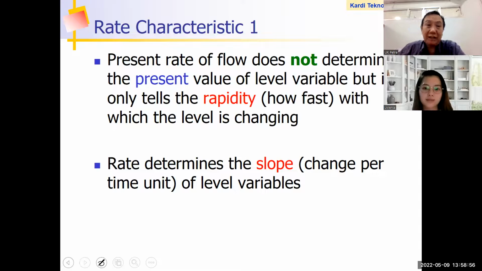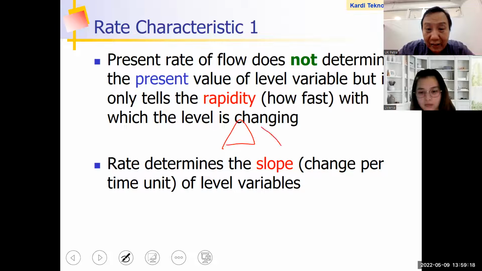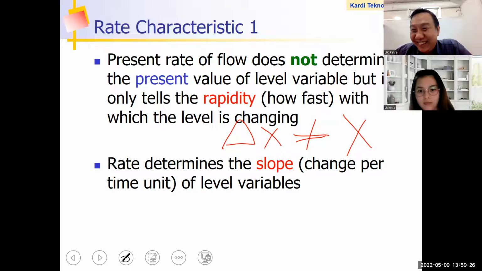Let's discuss the characteristics of rate. The present rate of flow does not determine the present value of the level variable, but it only tells the rapidity, or how fast, the level is changing. So rate does not equal level. Delta x is not the same as x. This is easier to see, right? Delta x is the rate, and x is the level. Clear, yeah?